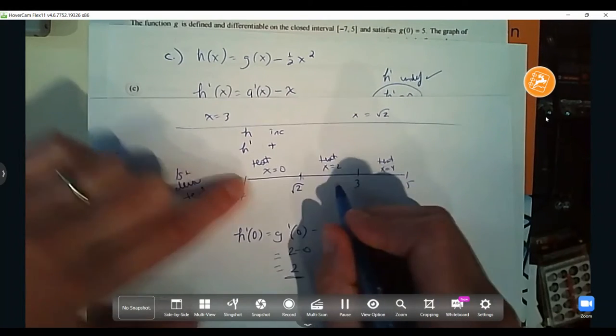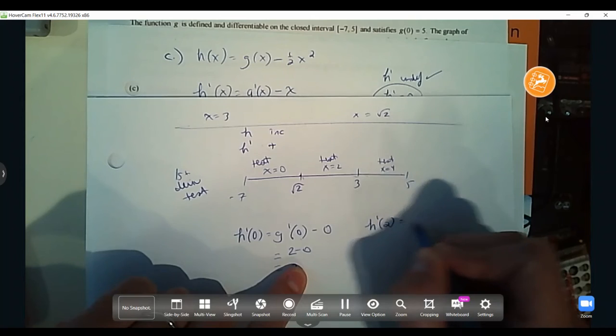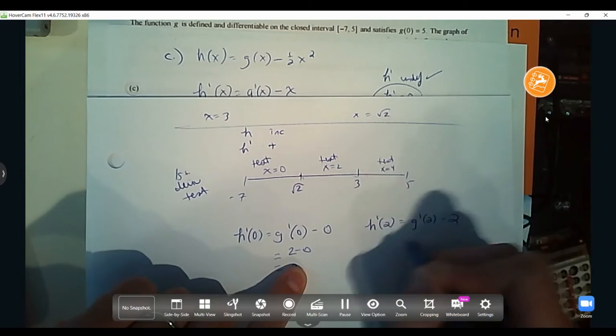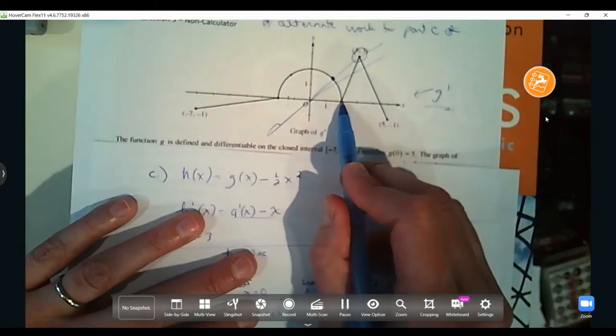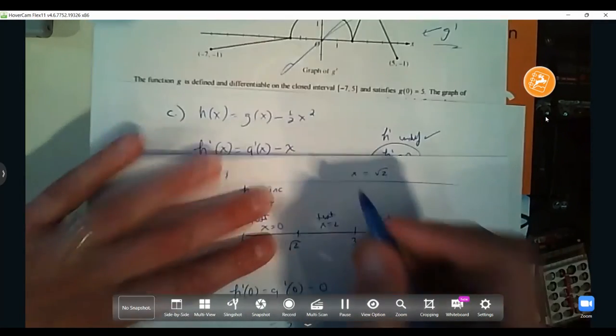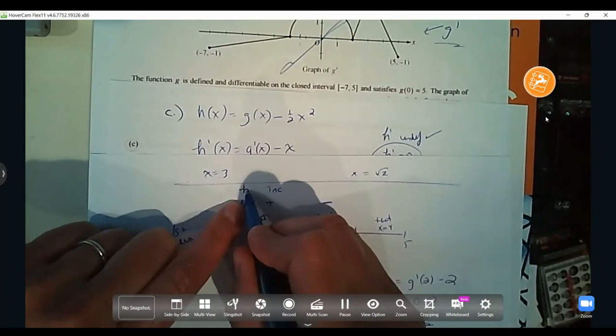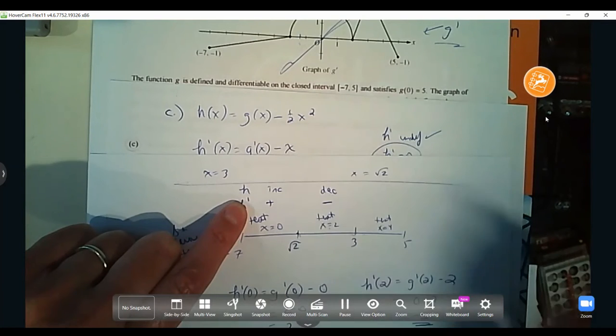And then if I go and test something between radical 2 and 3, such as 2, I'm going to do g prime of 2 minus 2. If I look back at the graph, g prime of 2 is 0. So I get a negative here, which means since I got a negative when I tested this value for h prime, that means the graph of h will be decreasing.